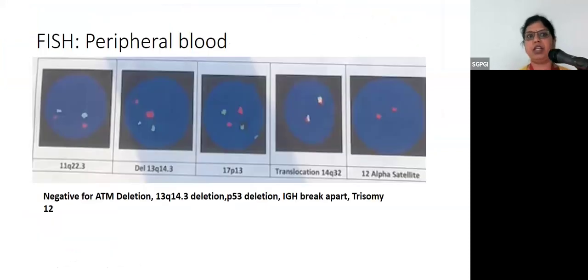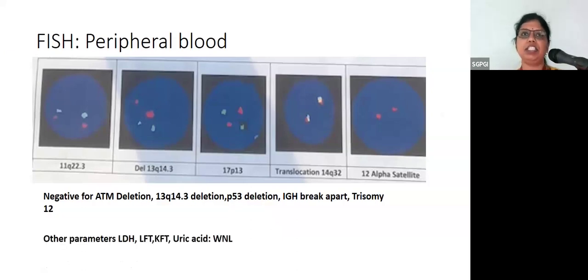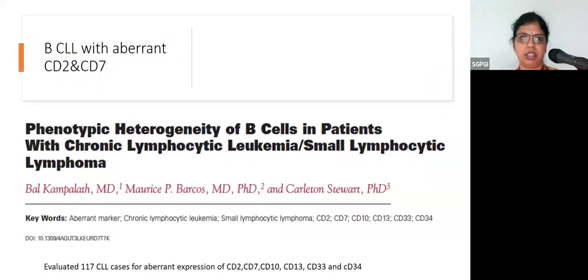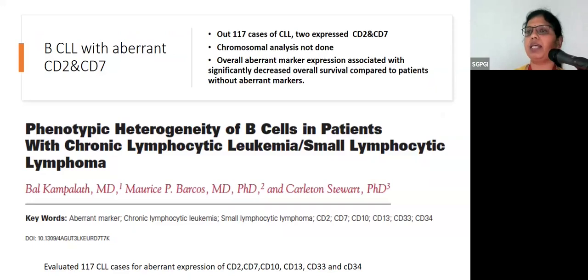A peripheral blood FISH was performed outside, and it did not reveal any routine screening panel abnormality in FISH. Other parameters like LDH, LFT, KFT, uric acid were within normal range. So it was a case of B-CLL with aberrant CD2 and CD7. So we started searching the literature. What we could come across was the largest series of cases analyzed by Kampalat et al. They analyzed 117 cases of CLL for aberrant expression of CD2, 7, 10, 13, 33, and 34. In their study, they could find only 2 cases expressing CD2 and CD7 in combination.